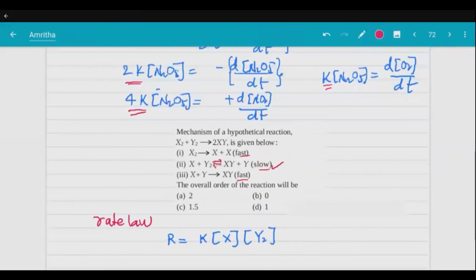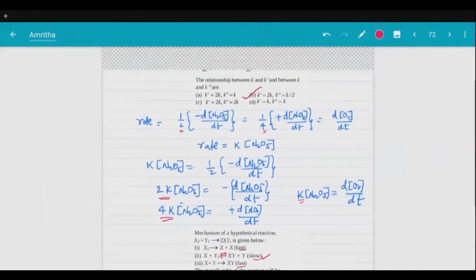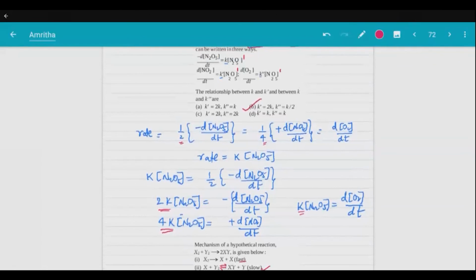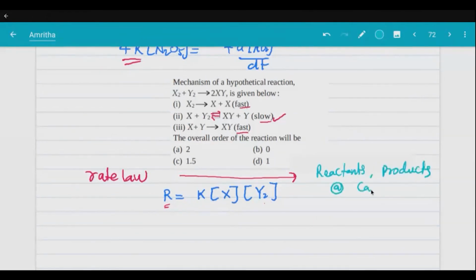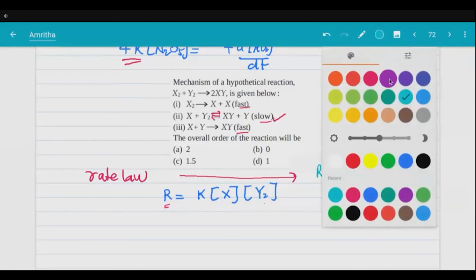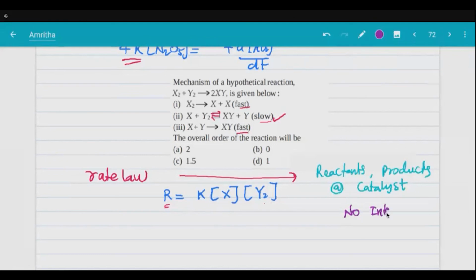One second, I'll show you the previous question. Okay, this is the previous question. You see this rate law. When you write the rate law, it is basically a relation between the rate of a reaction and concentrations. So rate law must contain reactants, or sometimes, very rarely, even products or catalyst. What we have to make sure is there should not be any intermediate in the rate law.